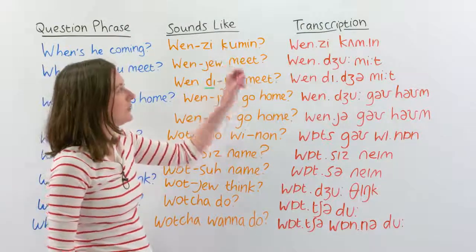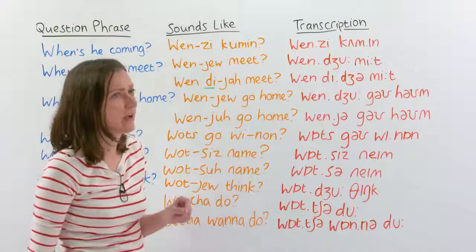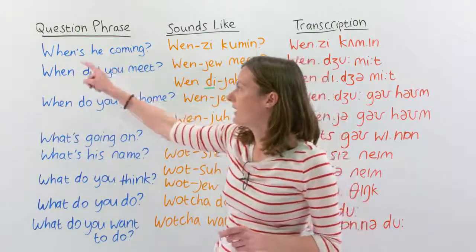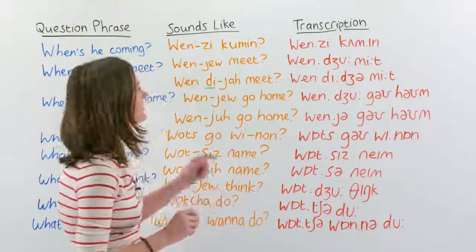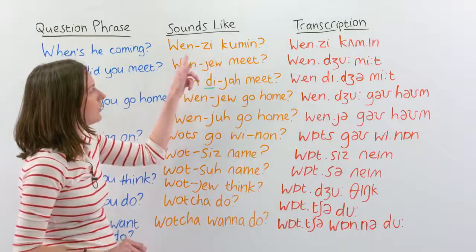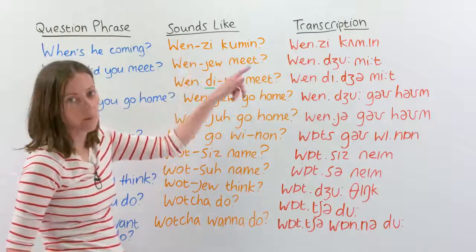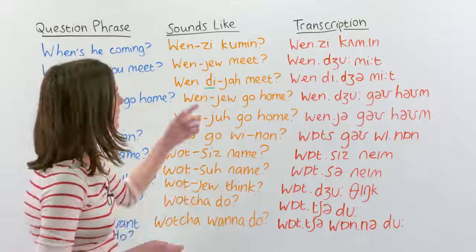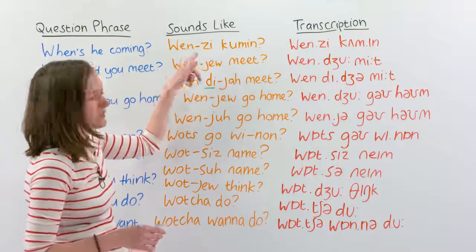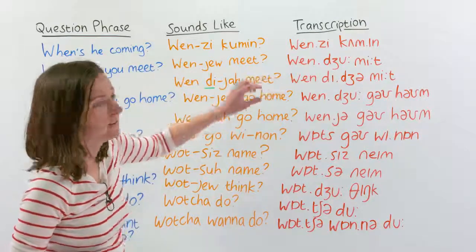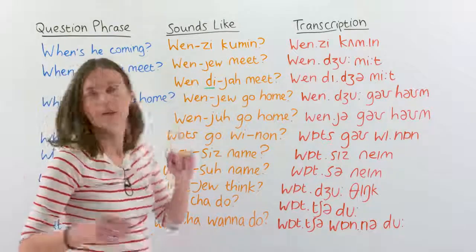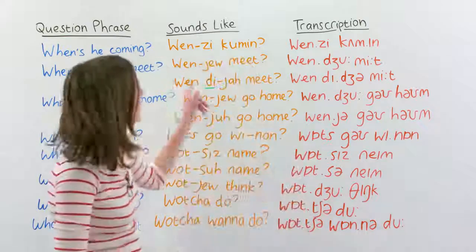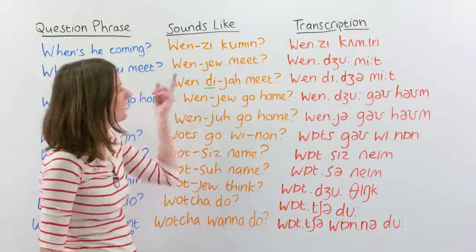So coming becomes coming, and there's another change. When is he changes to when's he, when's he coming. Why does this change? Where has the letter H gone? Well, it becomes silent. When's he coming? And the S changes to a Z sound. When's he coming? Next example.